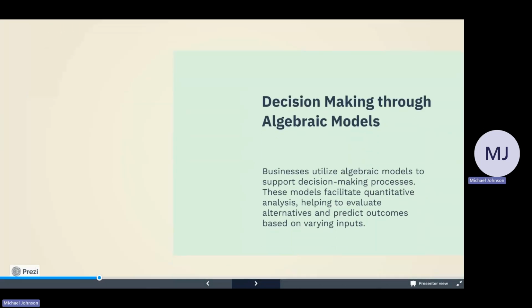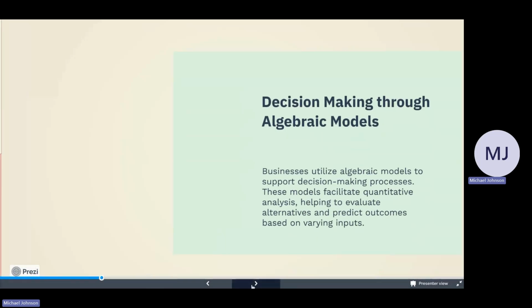Decision making through algebraic models. Businesses utilize algebraic models to support decision making processes. These models facilitate quantitative analysis, helping to evaluate alternatives and predict outcomes based on varying inputs.